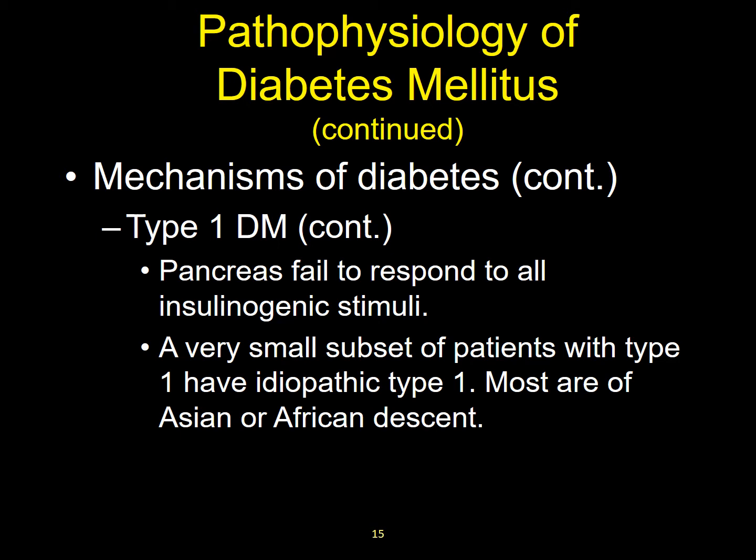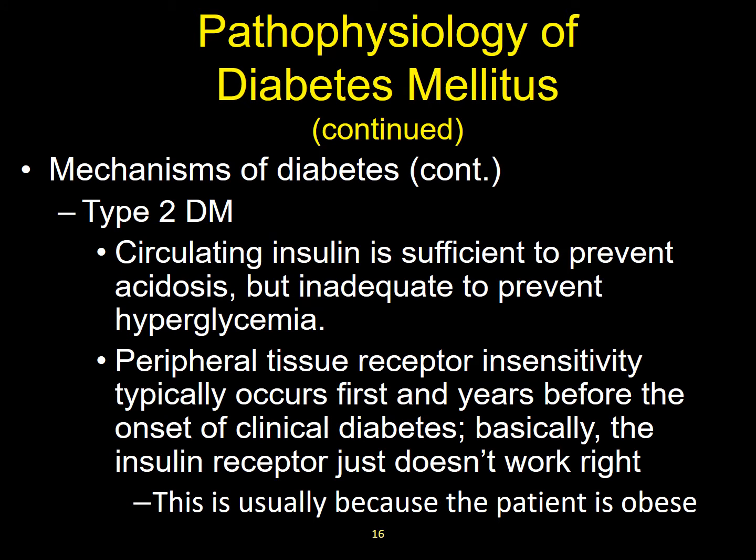There is a small subset of patients who make no insulin at all and no antibodies at all. And nobody really knows why, but all you can do is just treat them with insulin. So that's type 1. Of all the people in the world with diabetes, I think statistically about 10% of them have type 1. In type 2 diabetes, this is the common one.